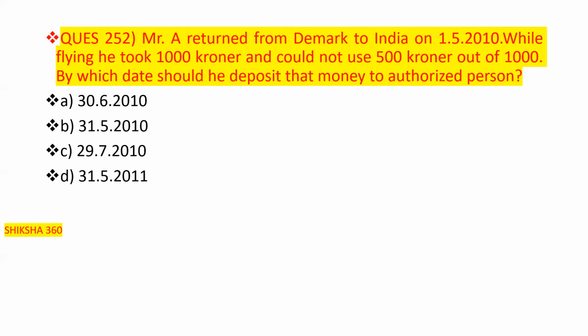While flying, he took 1,000 kroner and could not use 500 kroner out of the 1,000. So by which date should he deposit that money with the authorized person, within how many days, that is, submit it back to the authorized dealer?